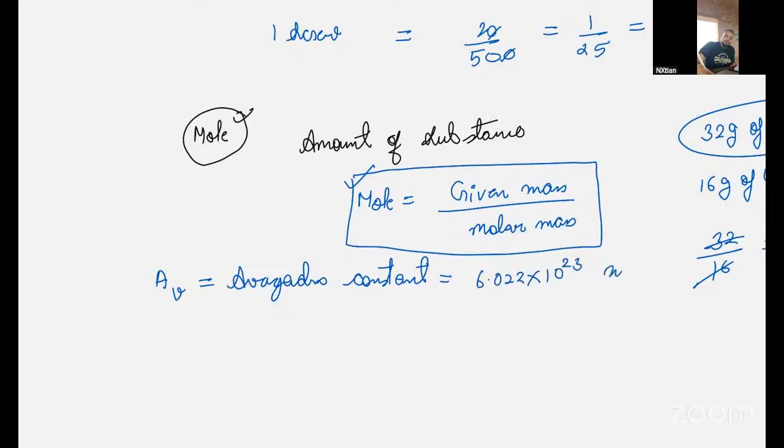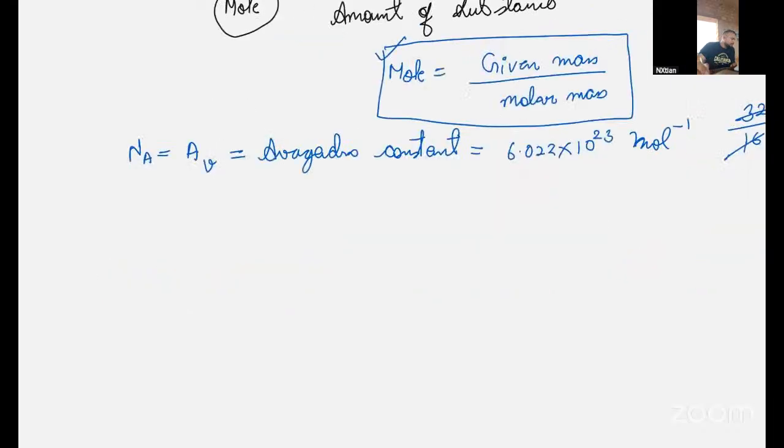Avogadro constant is not represented by AV. It is represented by NA. In some books it's written as N A, capital A. We used to write small a only, but it is capital A.